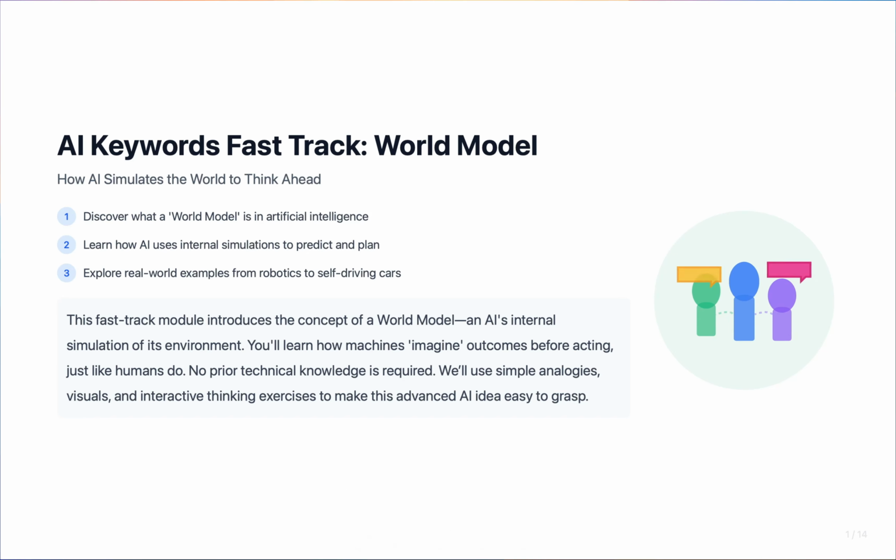Today, we're diving into a powerful idea called the world model. Have you ever imagined what would happen if you turned left instead of right? Or pictured how a ball bounces before it hits the wall? That's your brain running a simulation, and AI can do something very similar.